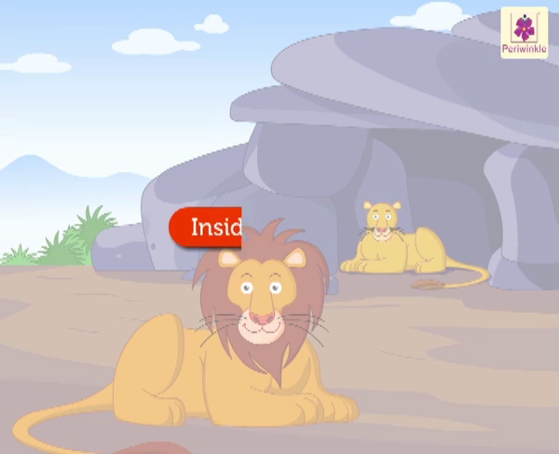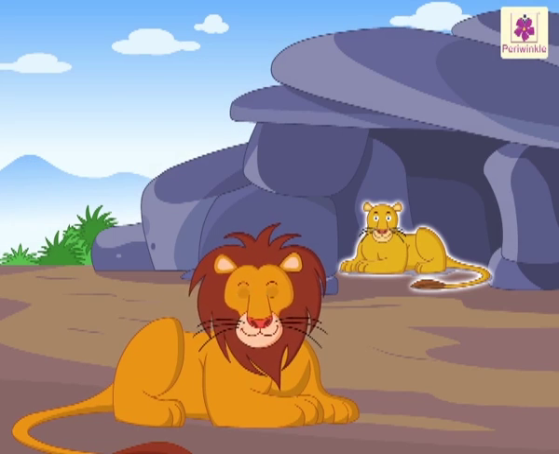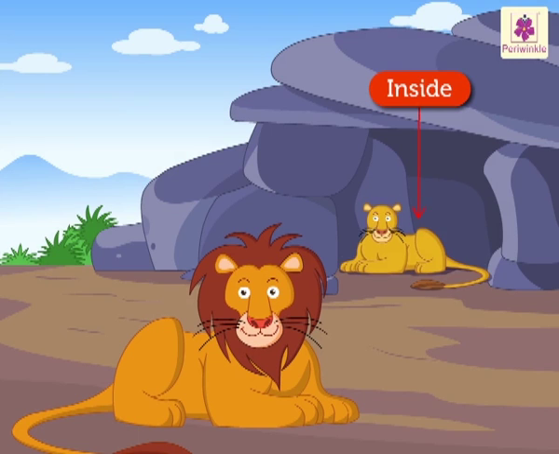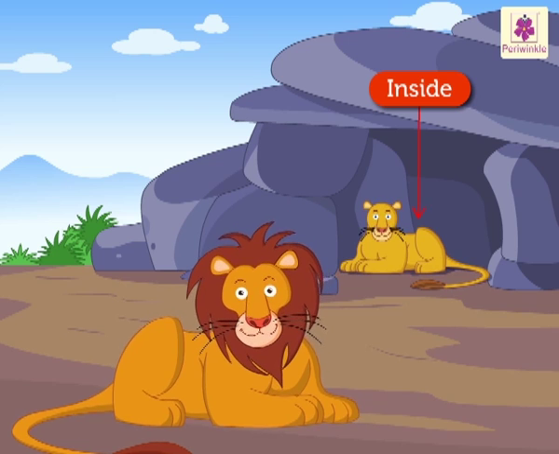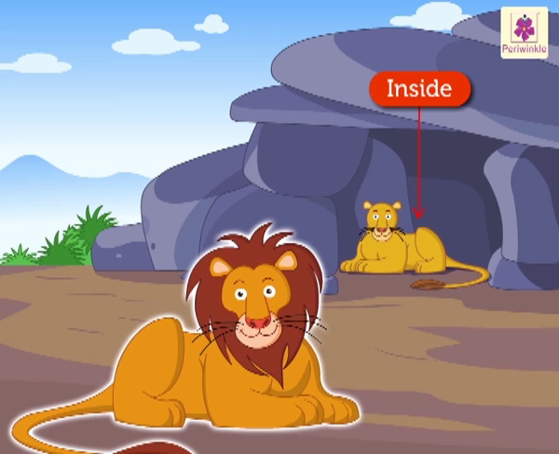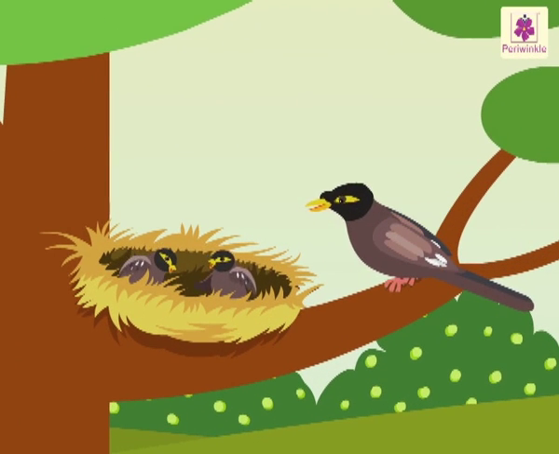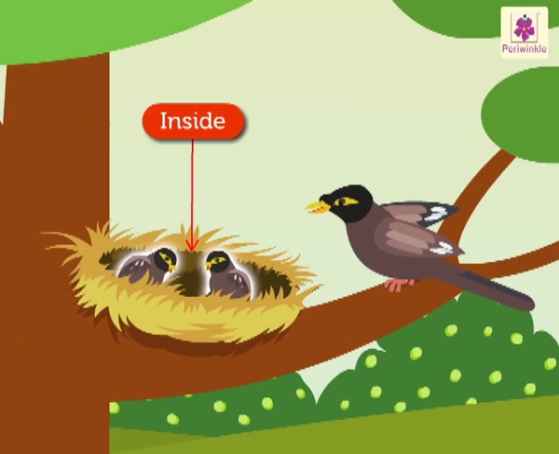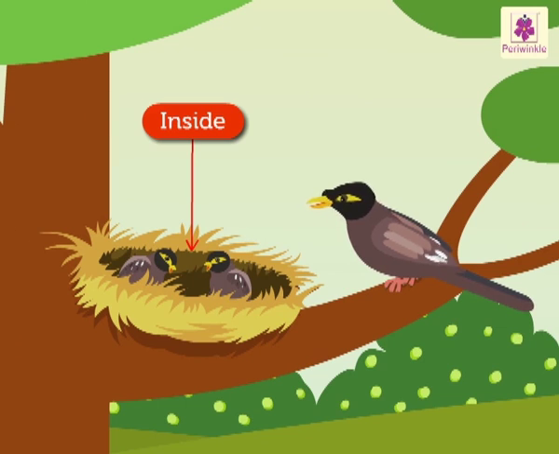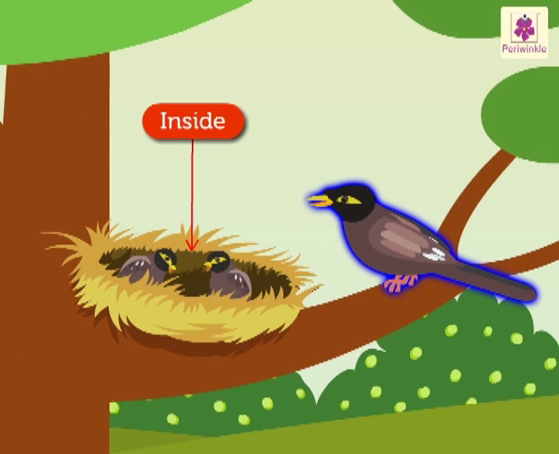Next is inside, outside. Look at the lioness. She is inside the cave. Now, look at the lion. He is sitting outside the cave. Can you see a nest? The baby birds are inside the nest. And mother bird is outside the nest.